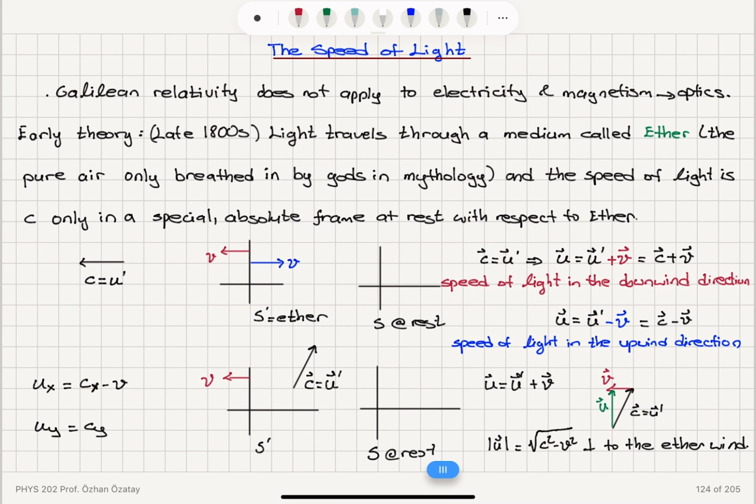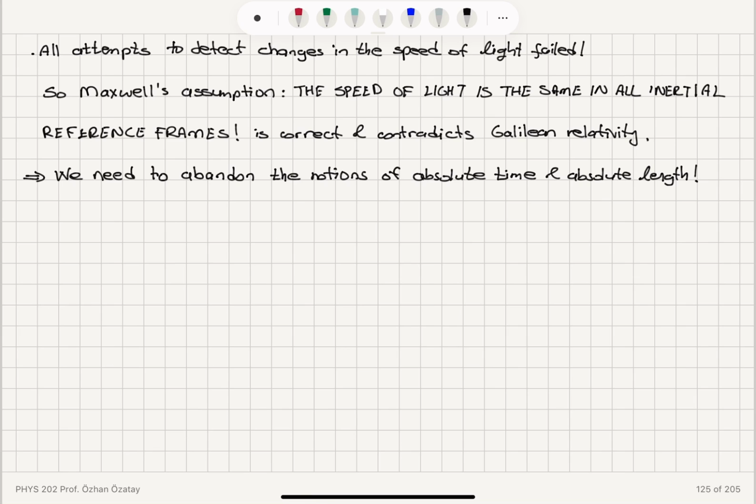Now you can see that the magnitude of the velocity, the speed of light measured in the S reference frame, should then be square root of c square minus v square, and it's going to be perpendicular to the ether wind. So the ether is moving on the x-axis, the propagation velocity will be perpendicular to the ether wind with a magnitude square root of c square minus v square. Now, why did I do this exercise? You will see that there is a nice experiment that is going to test this theory.